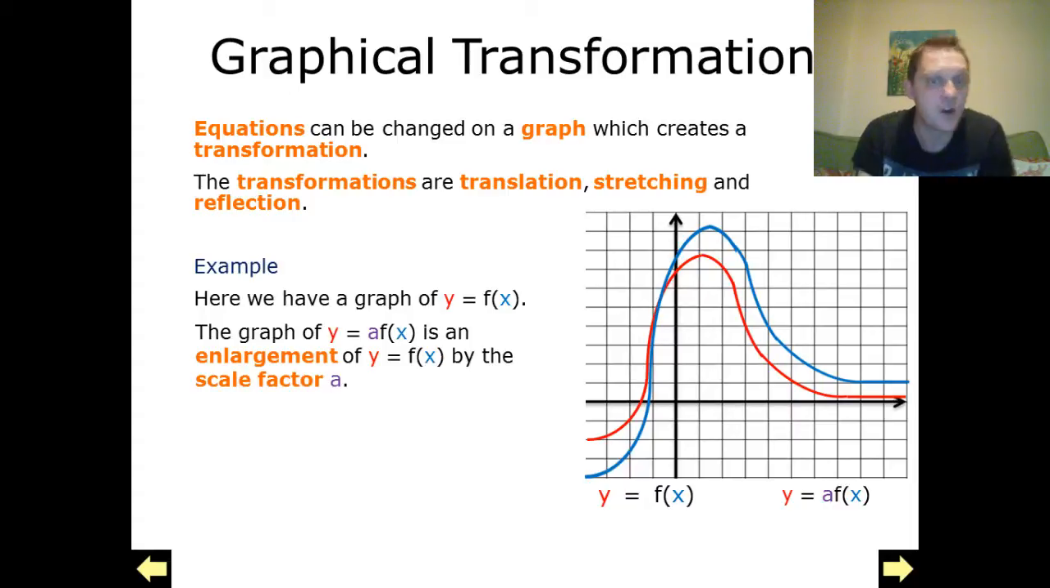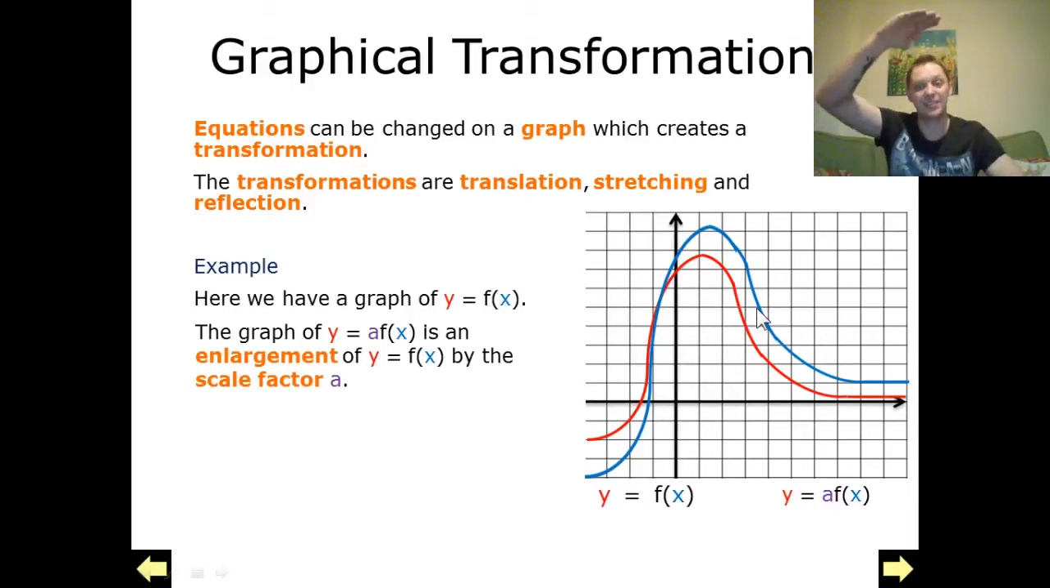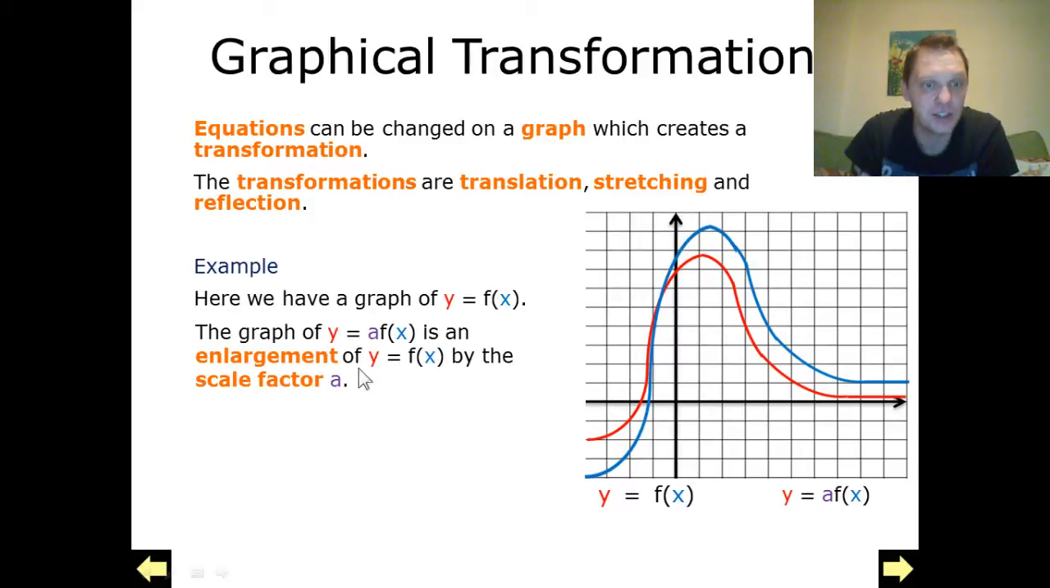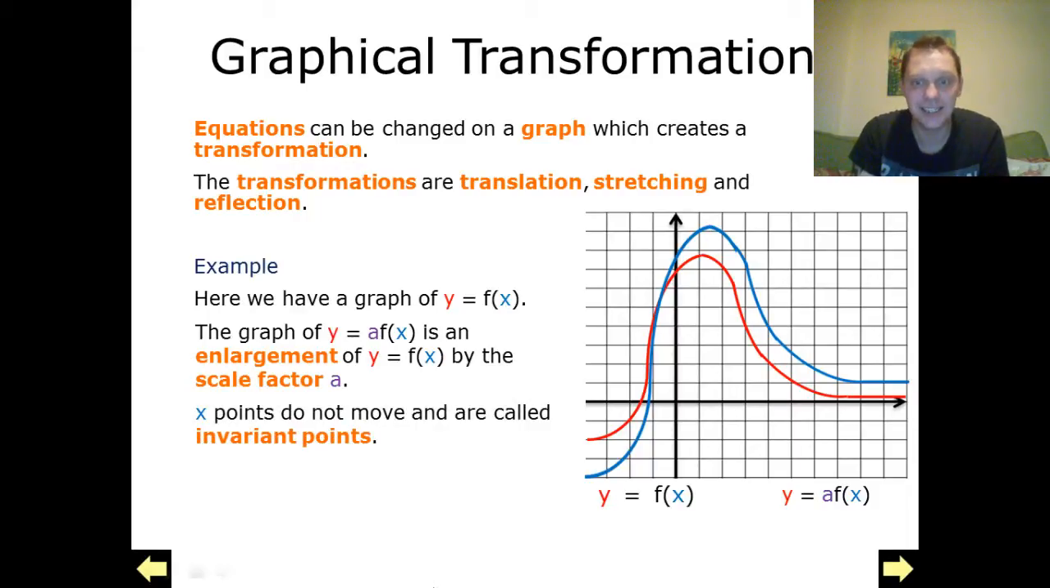Another one is where we've got a multiple of our f of x. This actually creates a stretch, an enlargement, and what you can see here is that it's been stretched vertically by a scale factor of a. So whatever this number or unknown is, that is our scale factor. As you can see, all the x points have not moved. The x values of our coordinates have not changed, and they have a special name, invariant points, because they don't change.